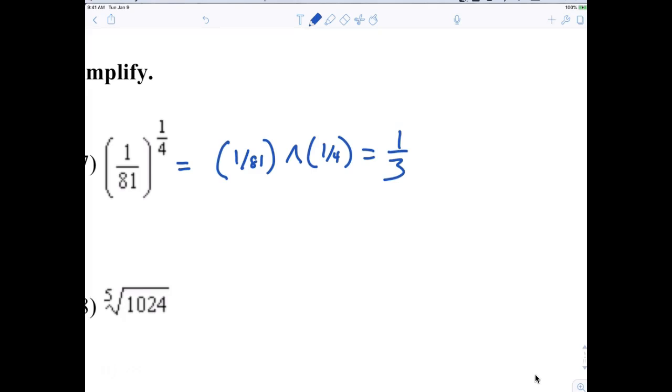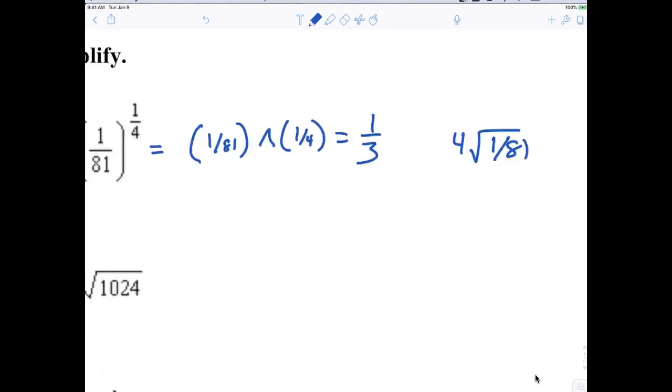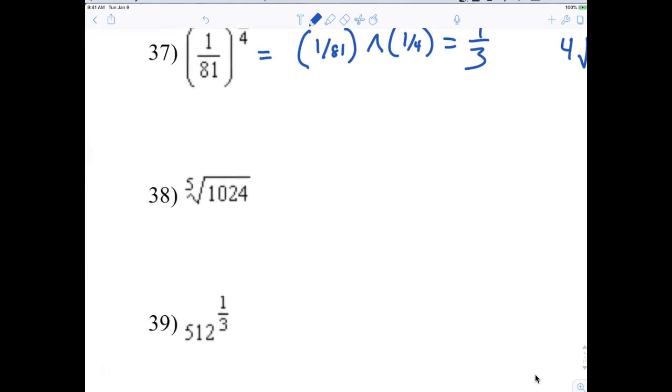Yeah, right? The other way you can do it, remember, under math, there's 4th root of 81. You can do that also. And 4th root of 1 over 81, though. Sorry. Let me go ahead and fix this. All right, lots of ways. Double check your calculator. Make sure you know how to do it. All right. Here we go.